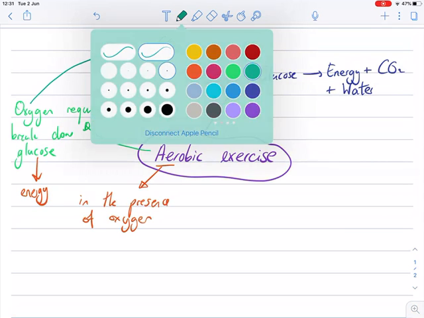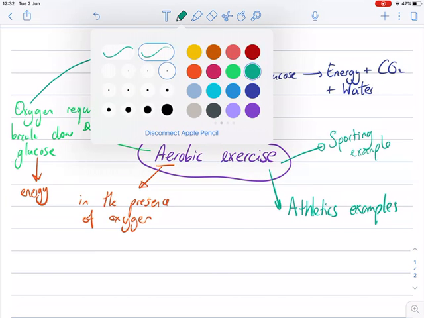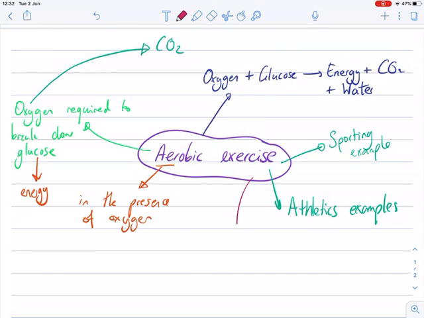Now, after you've watched this video, you're going to complete the quiz that's on the next section, and you need to give a very specific sporting example for aerobic exercise, an athletics example. The reason why we do 2 is because that's what's required at A level, so we always do 2. So when we are considering both of these examples, we need to discuss it in relation to the duration of the action and the intensity.